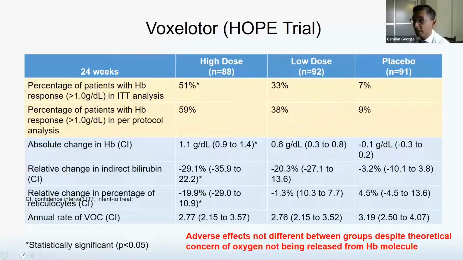Now, this drug showed a dramatic increase in patients' hemoglobin levels. About 50% in the high dose of voxelotor had an improvement in their hemoglobin. There was a decrease in the amount of bilirubin. There was a relative change in the percentage of reticulocytes, so the bone marrow wasn't struggling as hard to push out smaller RBCs. However, do note that within the vaso-occlusive crisis criteria, there was no real difference.